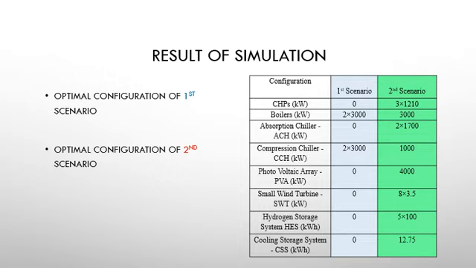However, the optimal configuration of the microgrid for the second scenario includes three CHPs, one boiler, two absorption chillers, one compression chiller, and 400 kilowatt photovoltaic systems, eight small wind turbines, and five hydrogen energy systems with capacity of 100.